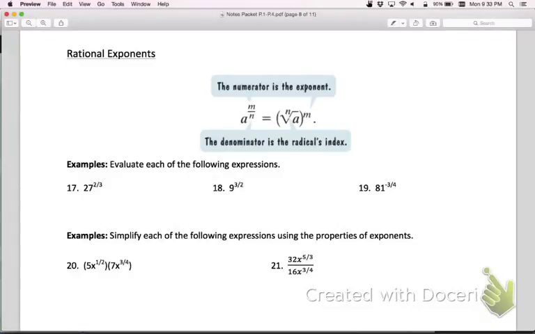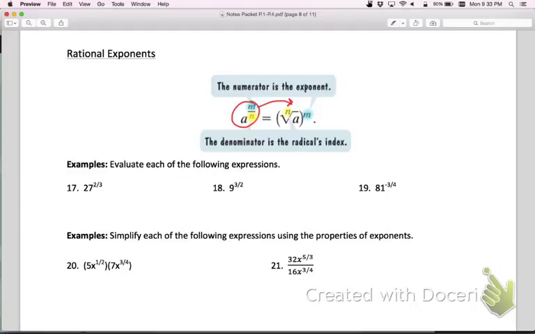Rational exponents are exponents that are fractions. And so this little graphic up here shows us how we can translate an exponent that is in a fraction into radical form. So here's the things that you want to watch out for. The denominator of the fraction tells you what the index of your radical should be. And then the numerator of the fraction is the power that you raise that radical to. So they make two separate parts.